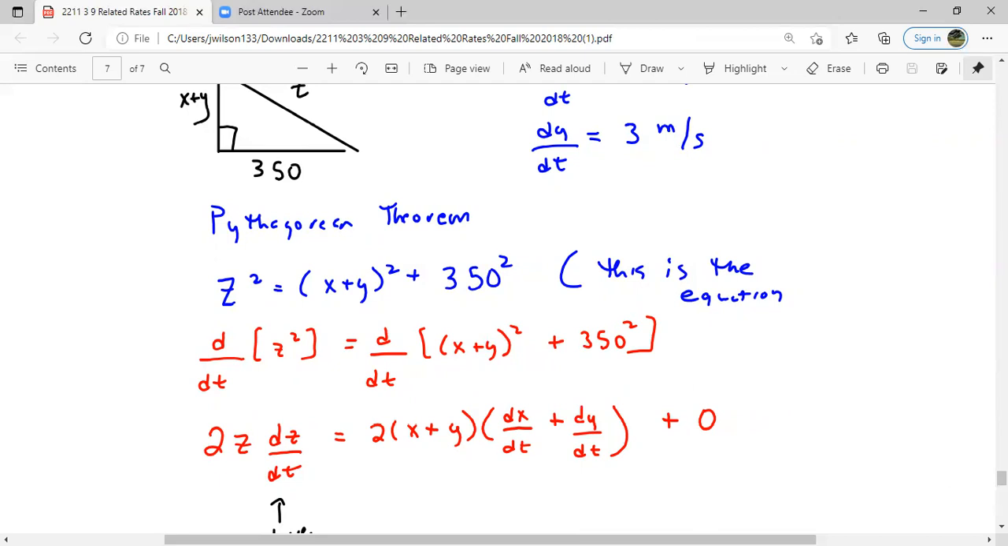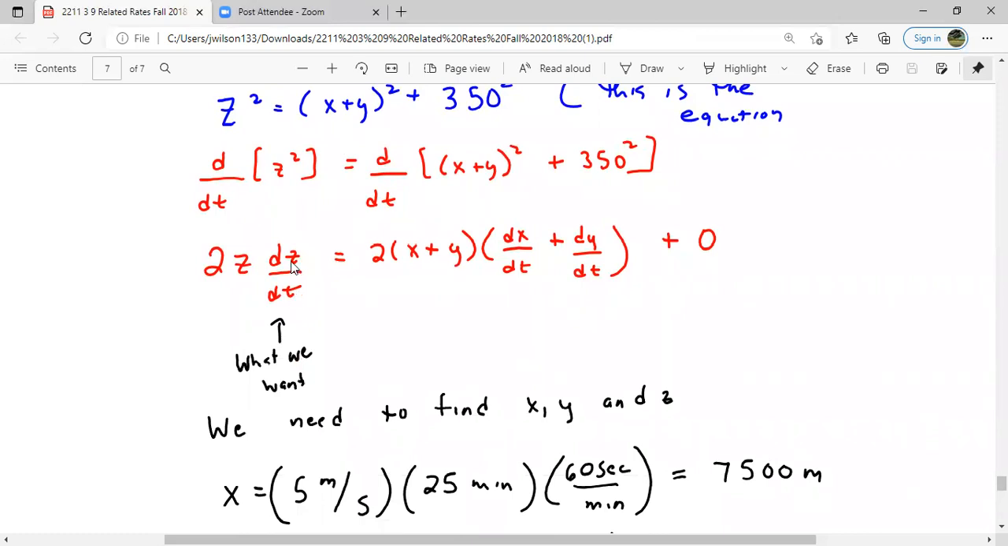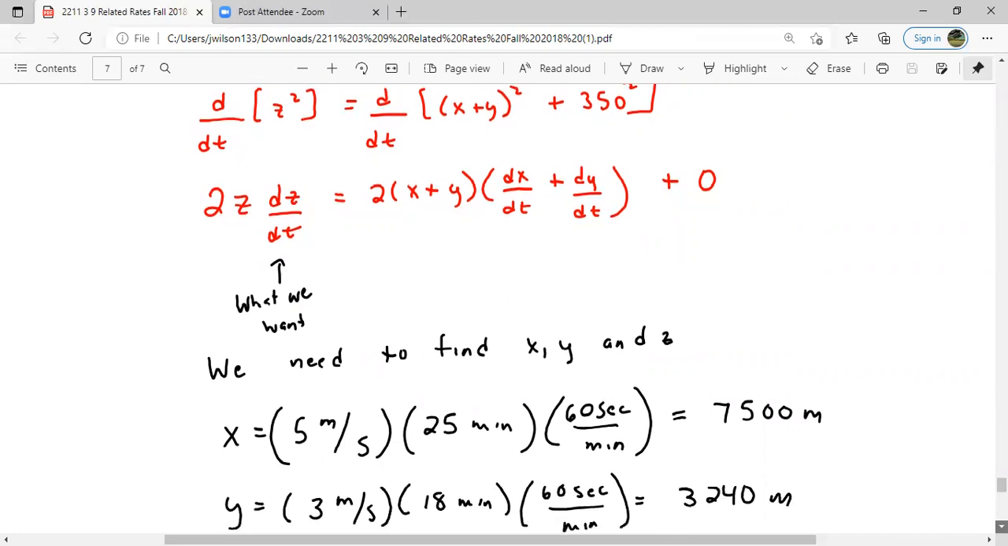Now what we want is dz/dt, but first I need to figure out what x, y, and z are. I can find x and y because I know the amount of time that they've been riding their bikes, and I know their rates. x's rate was 5 meters per second, and that person had been riding for 25 minutes, and then I'm multiplying times 60 seconds in a minute.